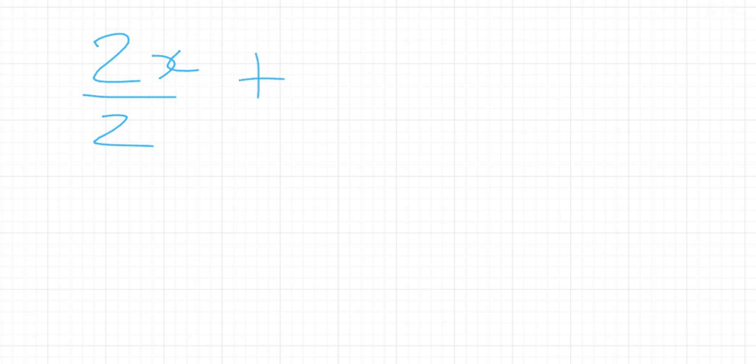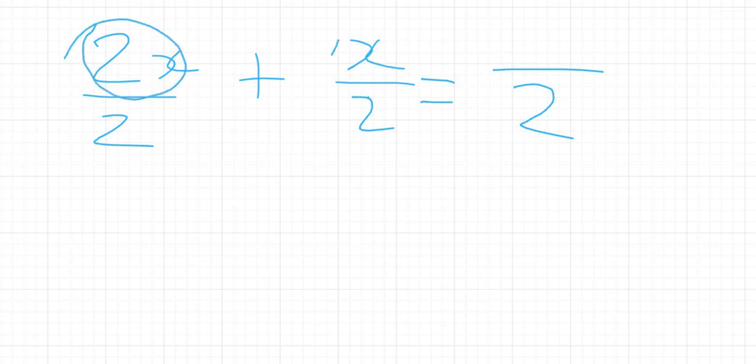Let's try another one. If I have 2x divided by 2 plus, let's say, x divided by 2. Since the denominators are the same, we take back one, and since the numerators are like terms, we'll just add the numerators. So we say 2x plus 1x gives us 3x, and that will be our final answer.